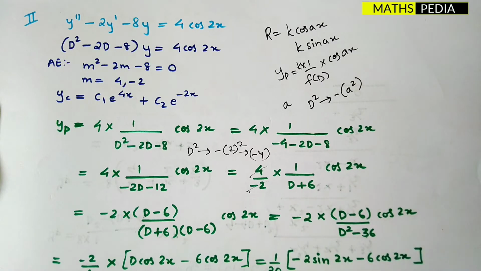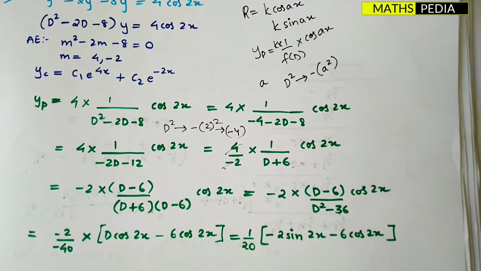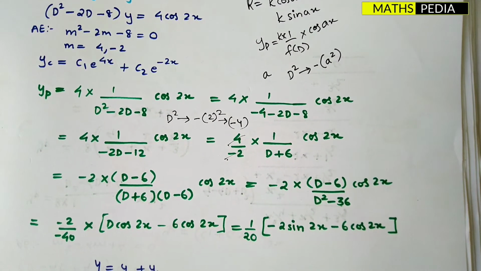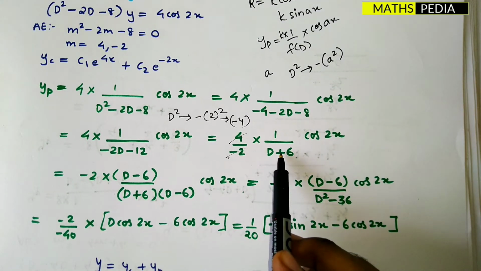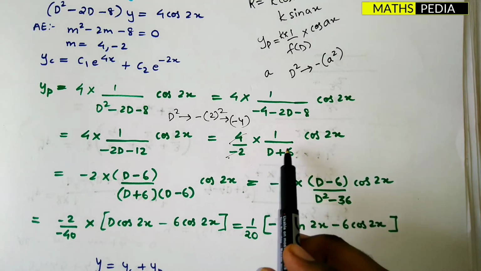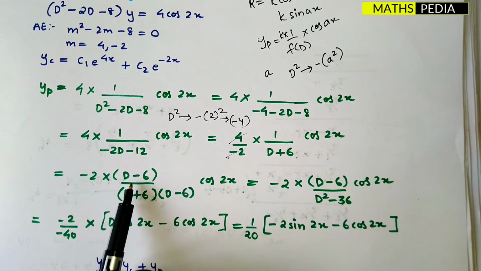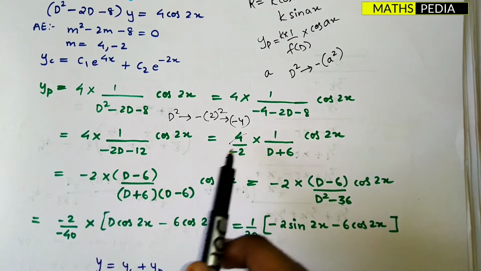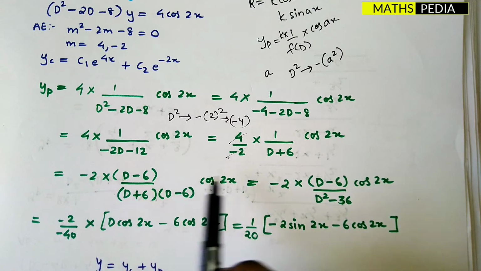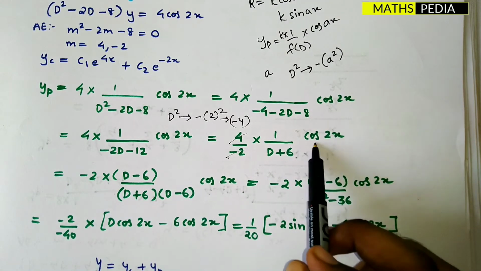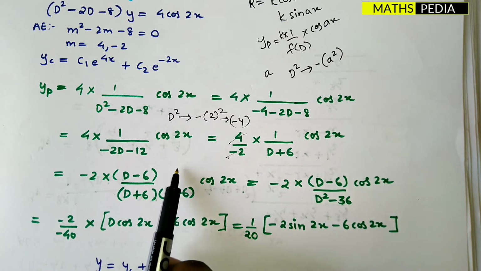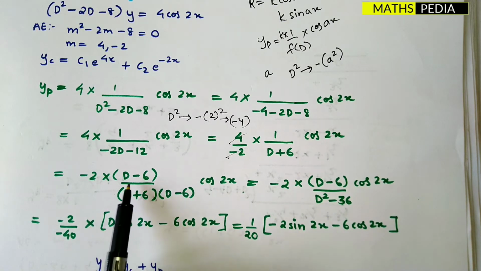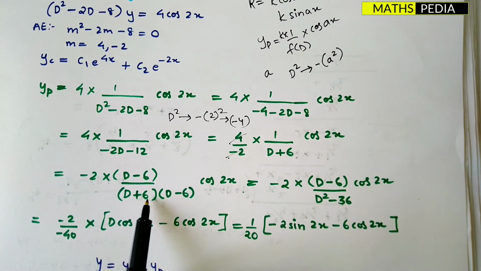But I don't want D, so what can I do? It is in the denominator, so we can go for rationalizing the denominator. I hope you know rationalizing the denominator. You just change the sign of this and multiply on numerator and denominator. That's what I have done over here. Minus 2, after simplifying, cos 2x will remain the same. Now I am multiplying D minus 6 into numerator as well as denominator, so I will get D minus 6 by D plus 6 into D minus 6.